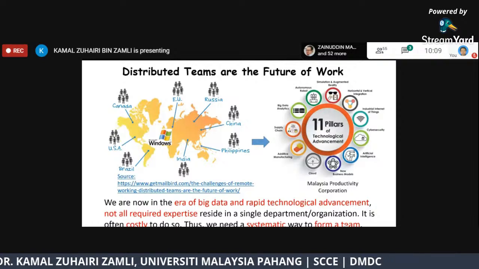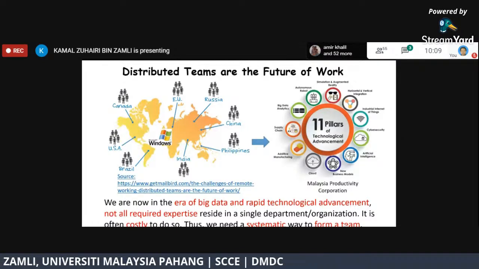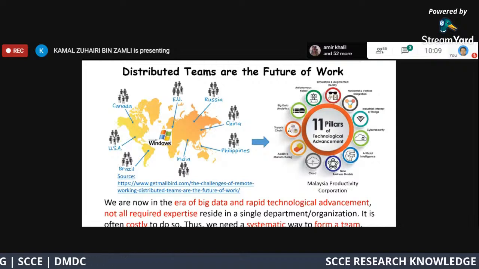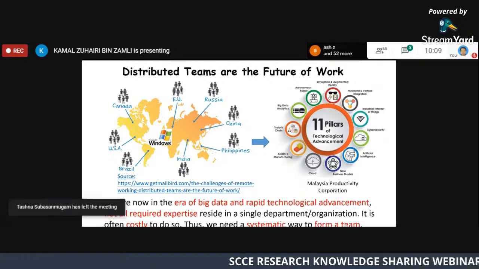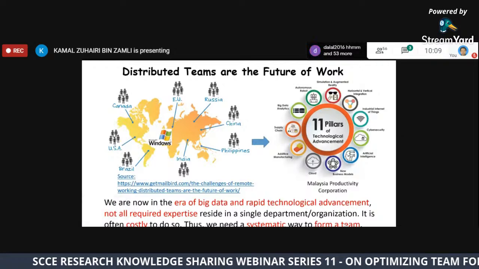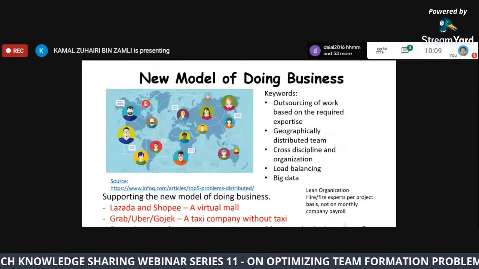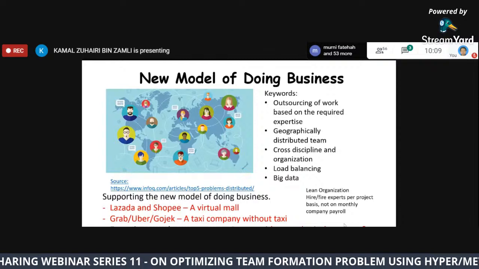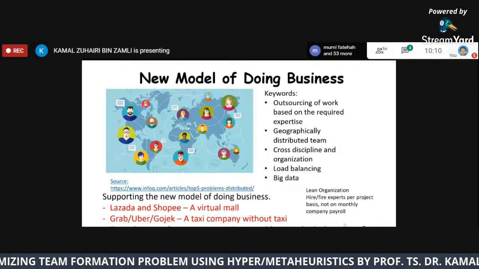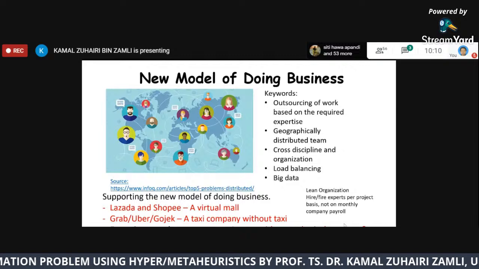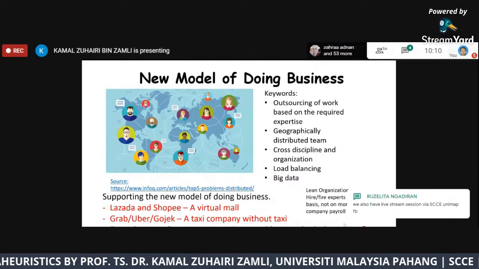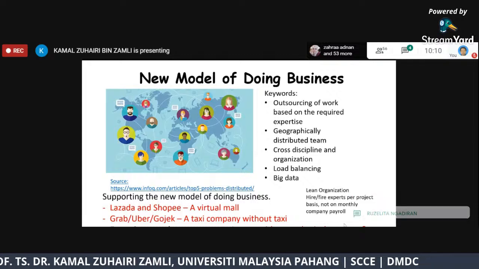But what if the current business model is that you don't hire experts, you hire them as per the need of the project? If you look at, for example, Shopee, maybe the largest virtual mall, they don't hire anybody. Look also at Grab, maybe the biggest taxi company, but they don't hire any taxi driver.